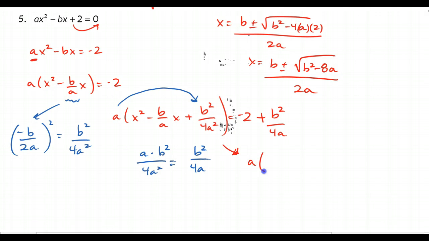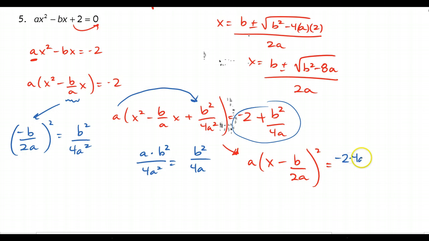I'm going to rewrite that and factor it, so that's x minus, and remember this term here should always be half of that linear term that you had before, so we're going to take b over 2a, so x minus b over 2a squared is the factored form of that. On the right-hand side, I'm going to write this as a single fraction, so that changes that negative 2 into negative 2 times 4a over 4a. I simplify that, and when I add that together, I get negative 8a plus b squared over 4a. Okay? Now on the left-hand side, let's keep that the same for right now.